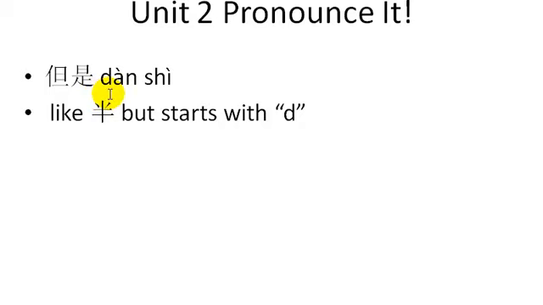Alright, next we have dan. Now, you've seen this an. It's like 4点半, 4:30. This is the character for half, as in half hour. Ban. So you're familiar with ban. We're just putting a D in front of it and we come up with dan. And this is the word for but. Dan shi. Let's try that. Dan shi. Dan shi. Dan shi.